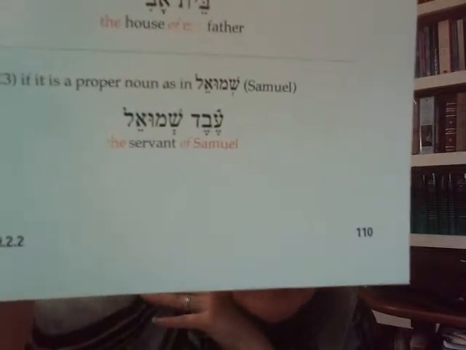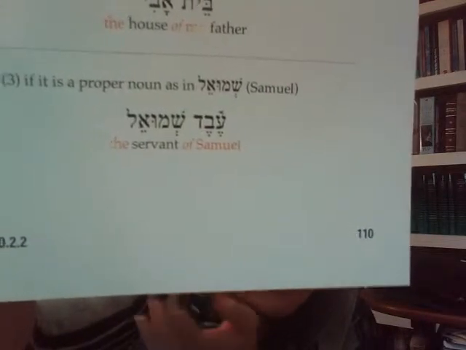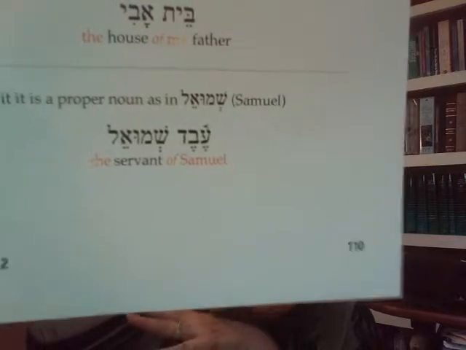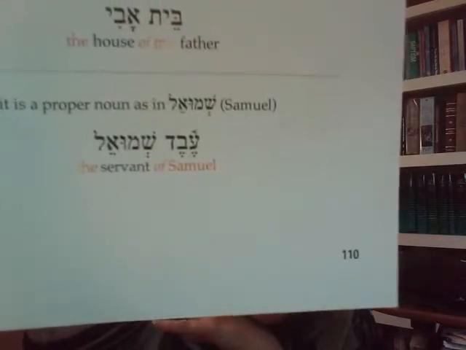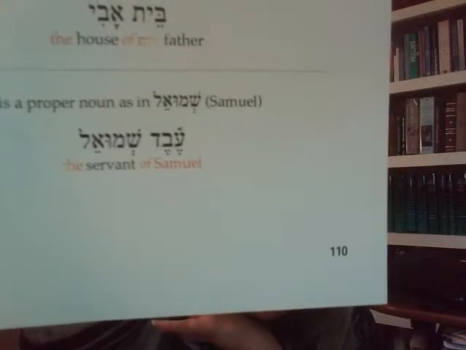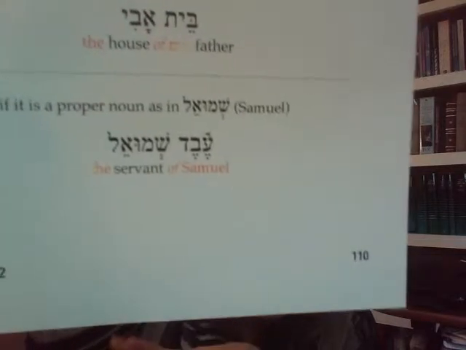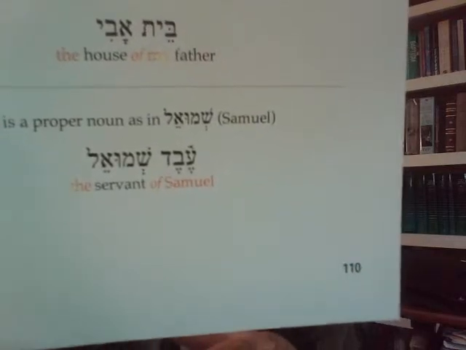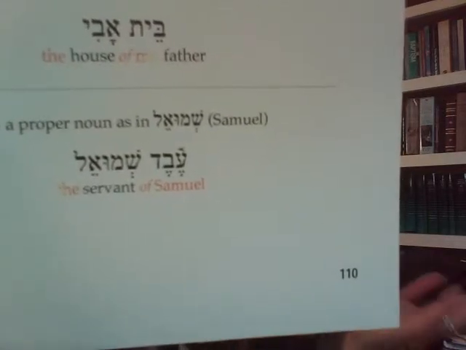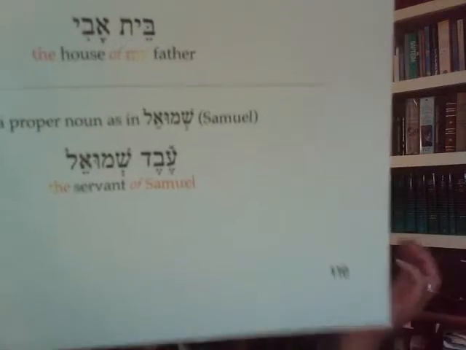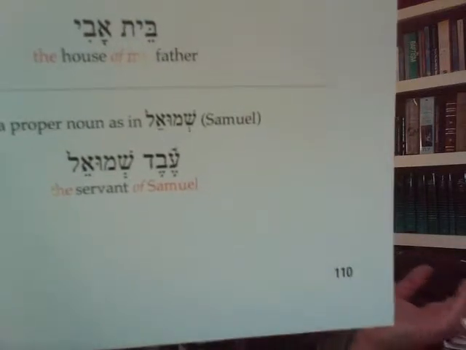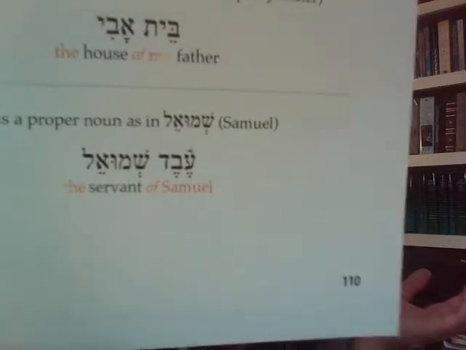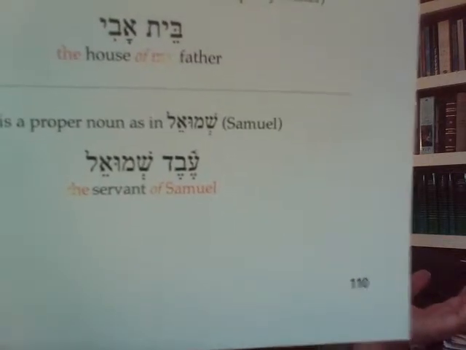Also, if it is a proper noun, like a proper name or a proper geographical location, here we have Eved Shemuel. And even though you do not see the definite article hey prefixed to Shemuel, or Samuel, because Samuel is a proper noun, the name of a person or a place, what we would capitalize in English, it's going to be translated the servant of Samuel.